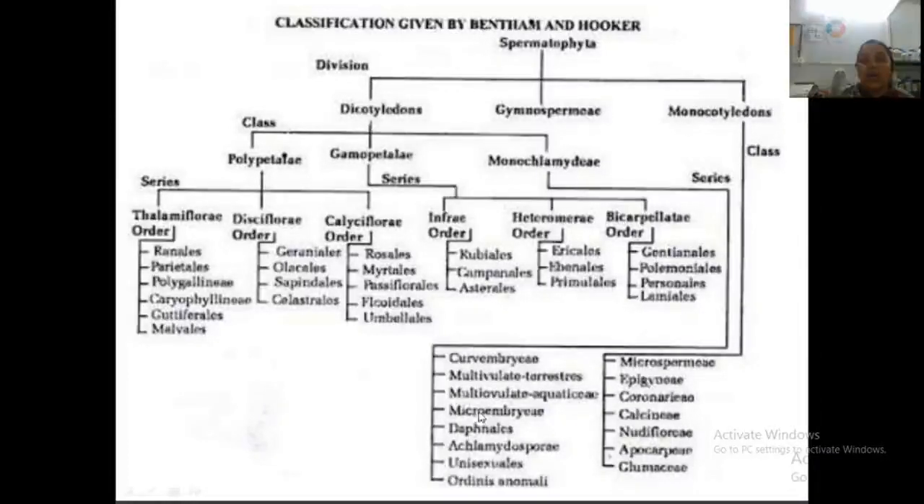Such groups are together called Ordines Anomali. Then see in Monocotyledones, what are the series? Microspermae, Epigynae, Coronariae, Calycinae, Nudiflorae, Apocarpae, Glumaceae. Okay. So you just remember all these series also while discussing, because these questions may arise as essay type.